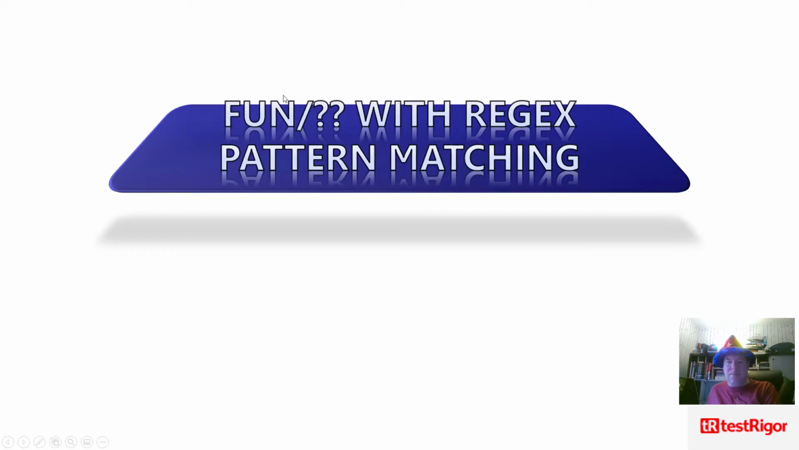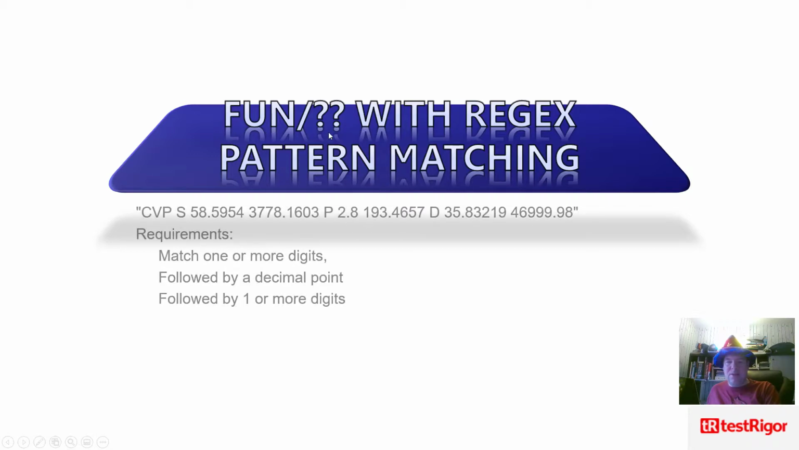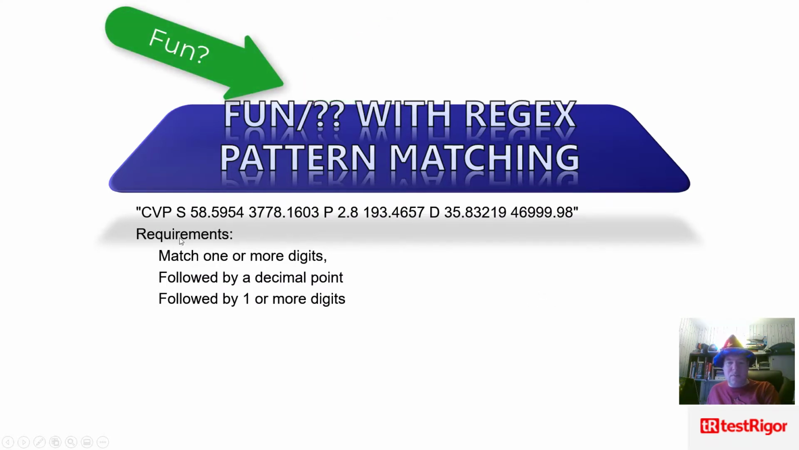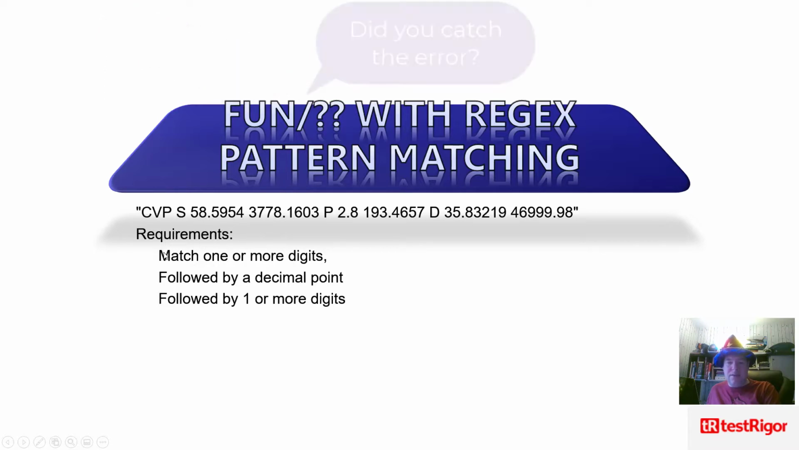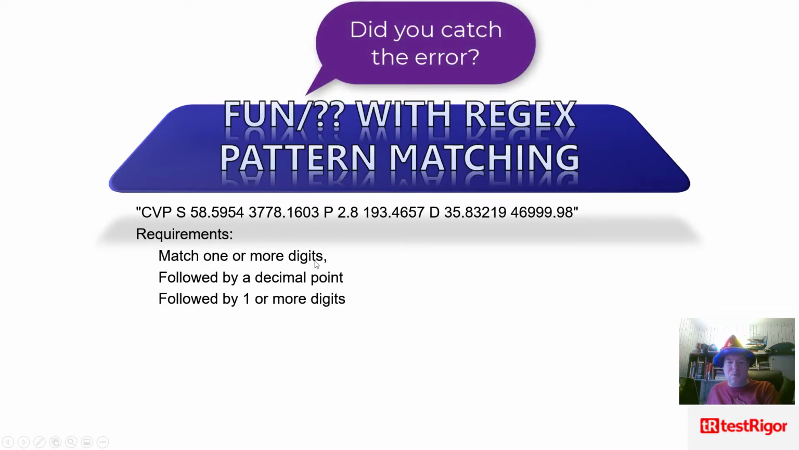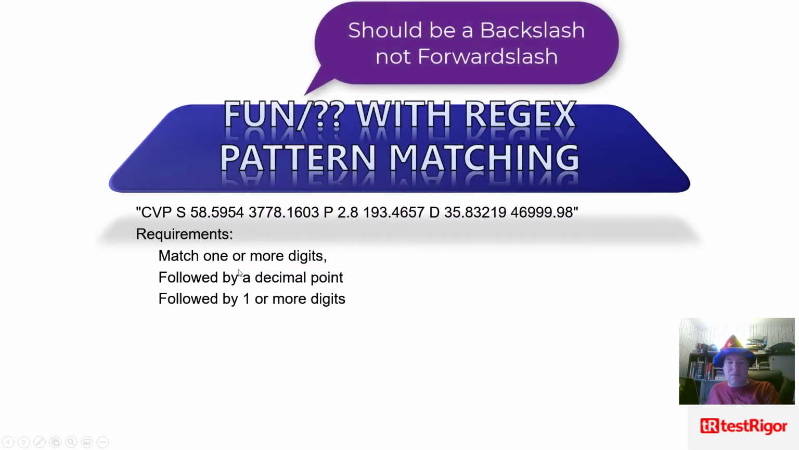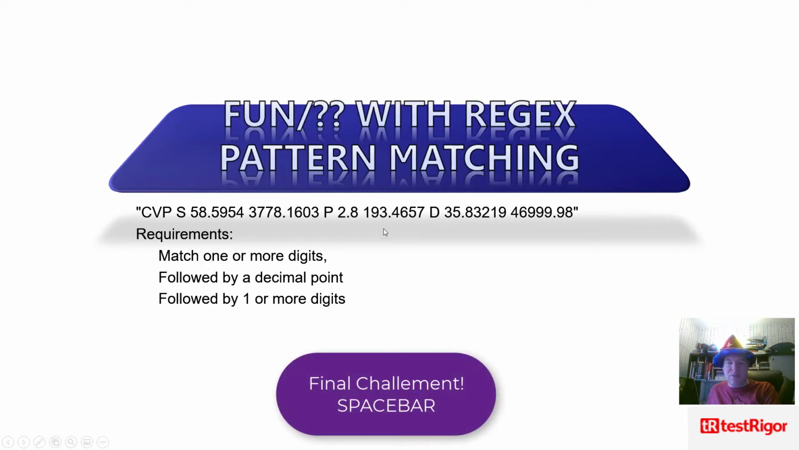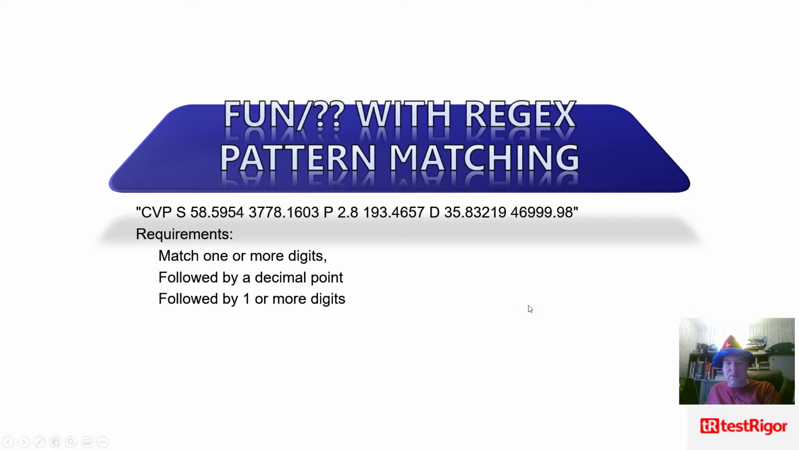All right, fun with regex pattern matching. Well, you know what? If you notice in the title, fun, question mark. What is that? Like, are we having fun or not? Maybe we are. All right, here's our major challenge over here. We need to write a pattern that's going to match this. Write 1 or more digits, followed by 1 decimal point and 1 digit. So we're looking for match 1 or more digits, like this 58, followed by a decimal point, followed by 1 or more digits. So we want to match this, we want to match this, we want to match this. Okay, hit that space bar, jot down what you think is the regex that's going to match that requirement.